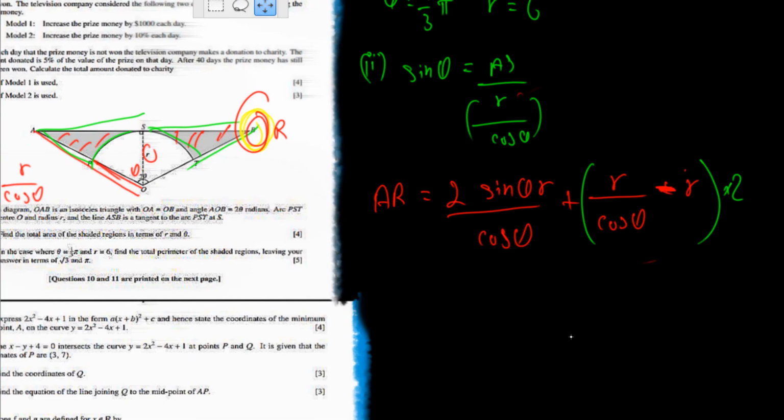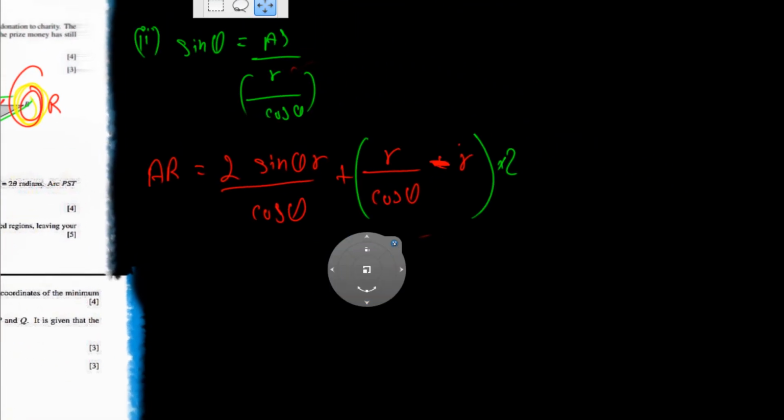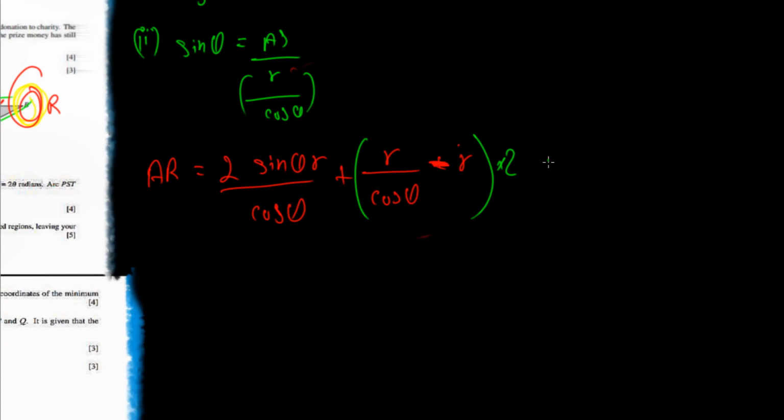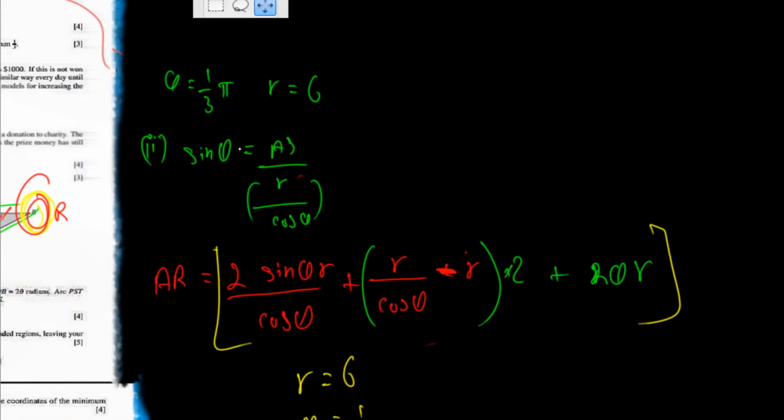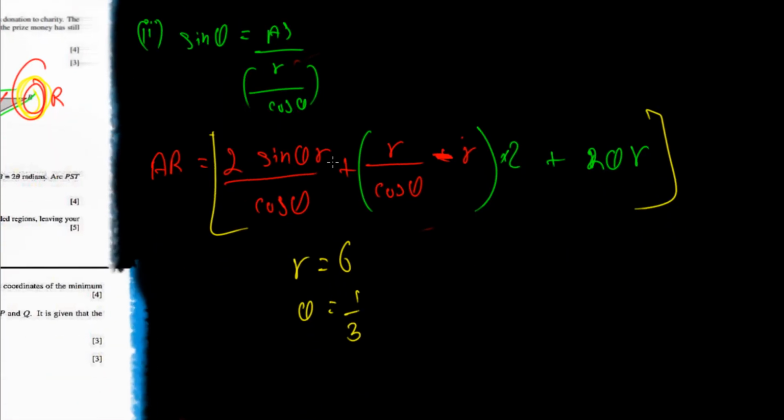The only part which is remaining right now is the arc P, S, and T, and we know the length of an arc is basically theta into r, which is 2 theta r. All I will do from this point is plug in my values of r to be 6 and theta to be 1 by 3. Is it 1 by 3? Yep, it's 1 by 3 pi. All I'll do is plug in my values and get my answer in the calculator.